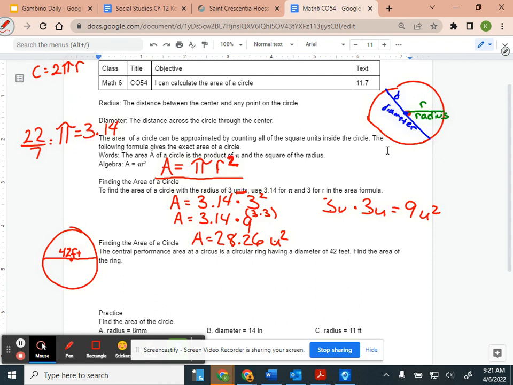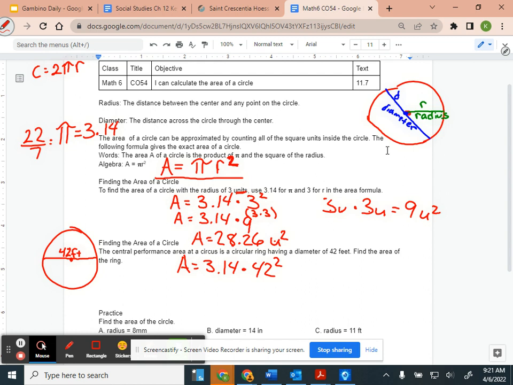So what should my equation look like, Gabby? You know the equation. Put in the numbers for me. So what should I write? A equals 3.14 times 42 squared.